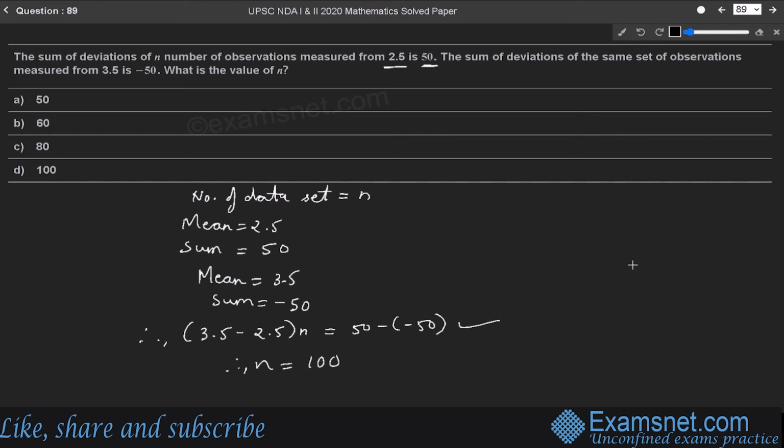So the correct option for this question is option number D. See, it was a very simple question. You just have to write all the values and you have to put it in this form and you will get the value of n.